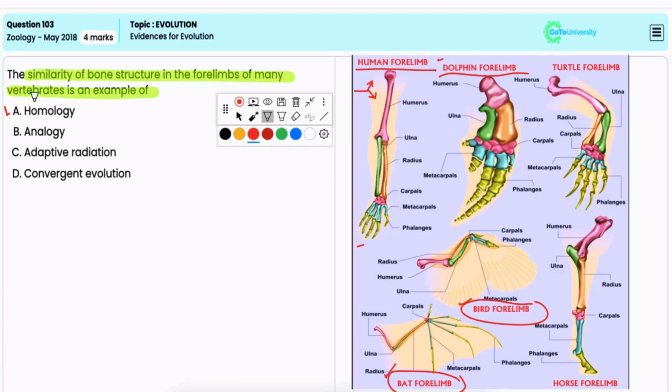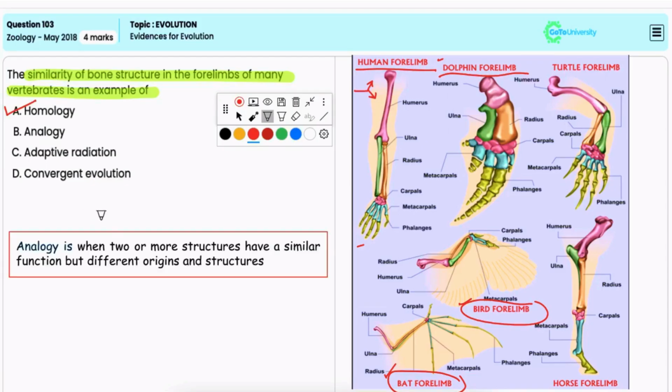Option B, analogy. Now, analogous structures serve similar functions, but they do not have a common evolutionary origin. The forelimbs of vertebrates are homologous and not analogous. But the example of analogous structure can be wings of birds and insects, which are functionally similar, but anatomically they are different. Hence, it is incorrect option.